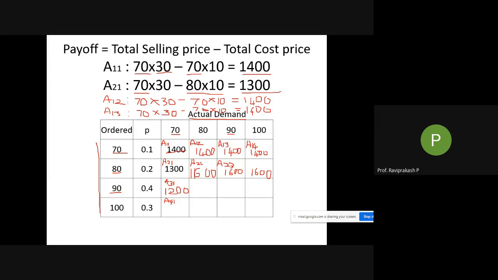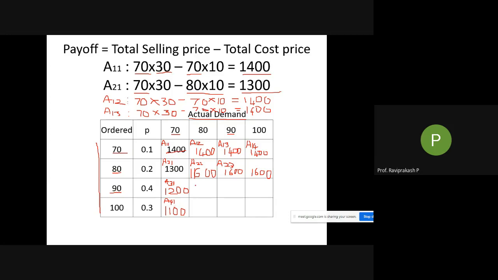Okay, so you can note it down if you want. So it is 70 into 30. I can sell maximum 70, right? 70 into 30 minus I am buying 90, so at 10 rupees, it is 90 into 10. So I'm getting 1200. So can anybody tell me A41? The value of A41? 1100. And the breakup would be 70 into 30 minus 100 into 10. Okay, so I'm getting 1100.